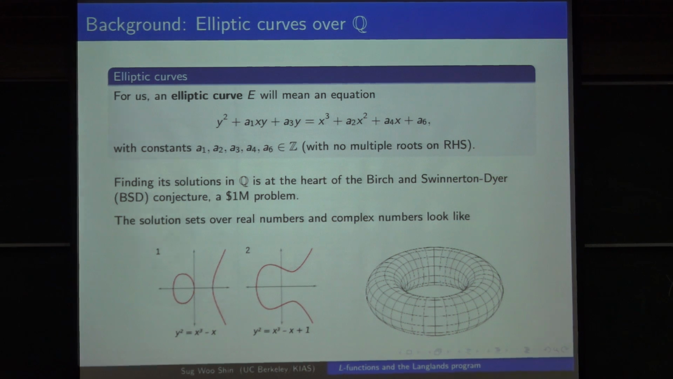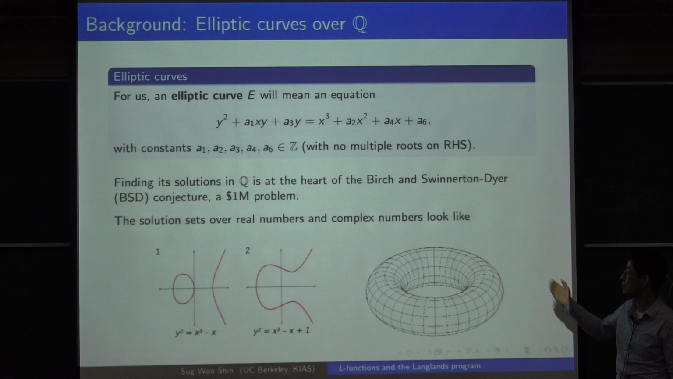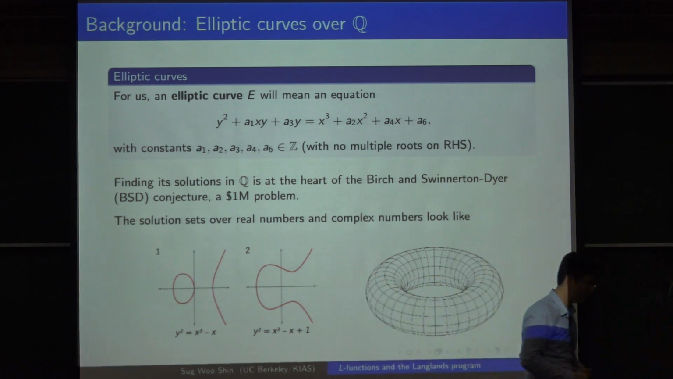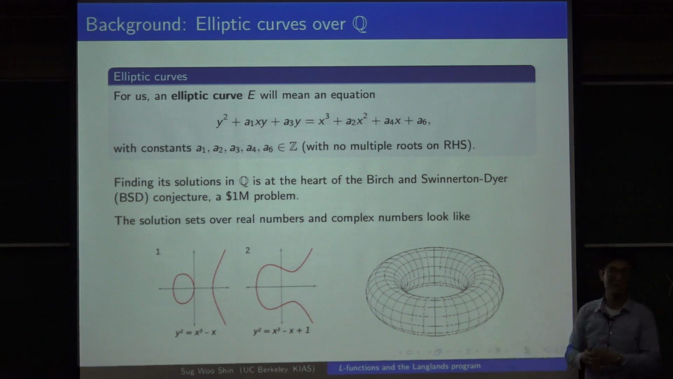But before looking at rational solutions, in case you're not familiar, what does the solution set look like over real numbers or complex numbers? For real numbers, you get a nice curve like this. And the solution set over complex numbers, well, it's a curve over C of dimension 1, but a curve over the complex numbers really means, if you visualize over real numbers, it has dimension 2, so you really see a surface. And it looks like a torus or donut or bagel, if you like.